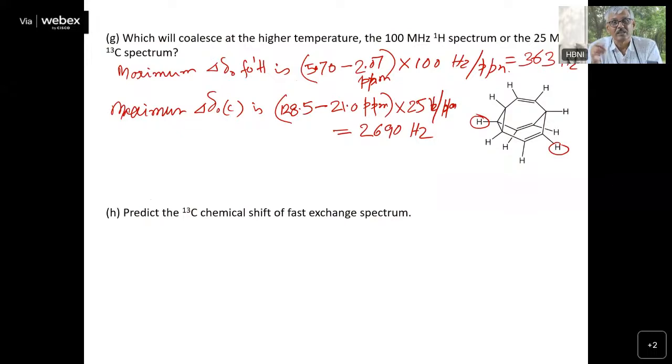Because the coalescence temperature is directly proportional to the delta. If delta is small, you increase the temperature slightly, you will see the peaks will merge. But if these peaks are quite far apart, you will see that. So that's why if you record a proton NMR, you may see that the peaks have coalesced, or merged together. But still, if you record the carbon 13, you will see the carbon 13 peaks are coming separately, because they have a different coalescence temperature.